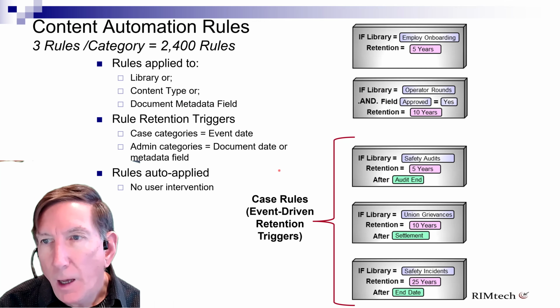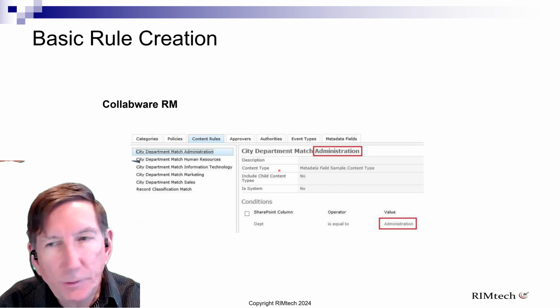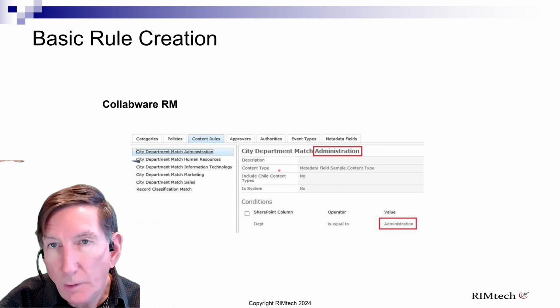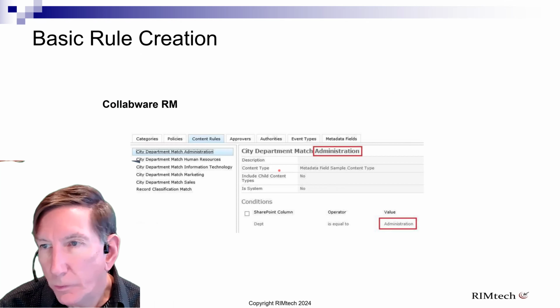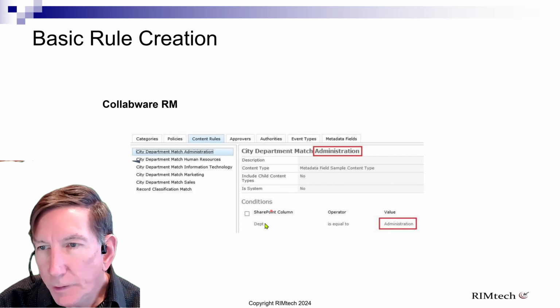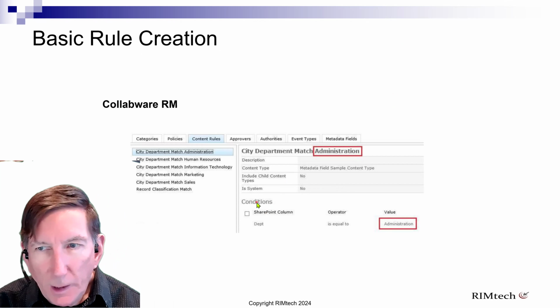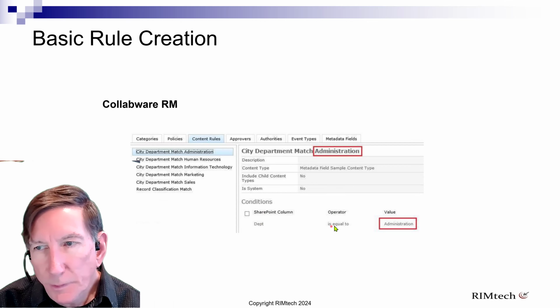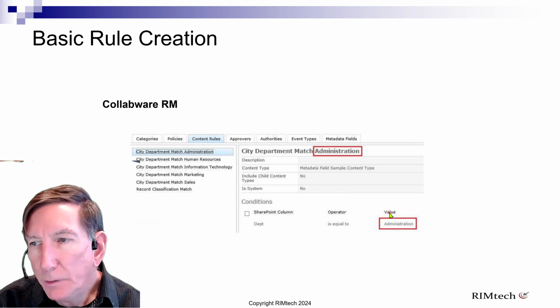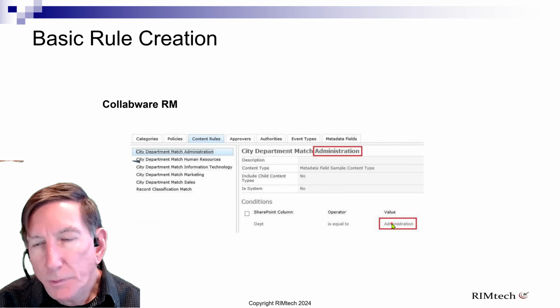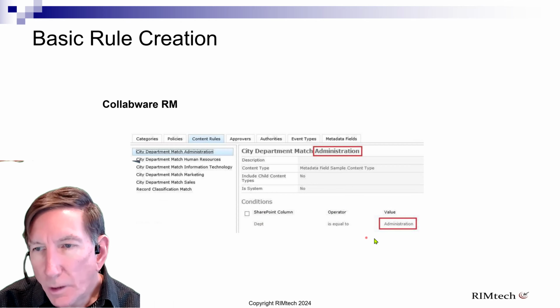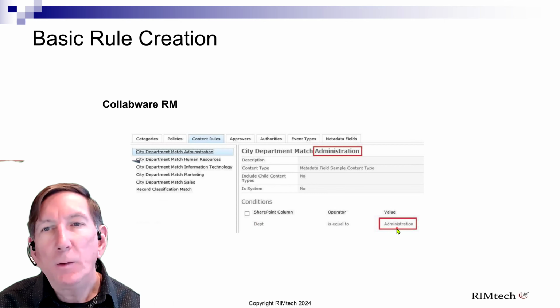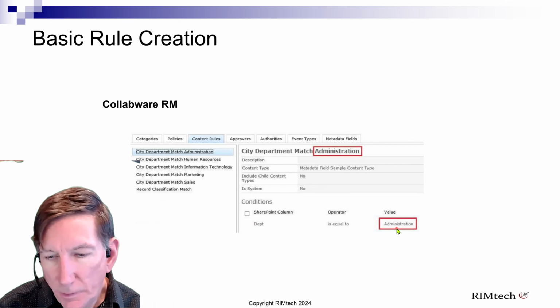Okay? And they can get much more sophisticated than this, but that gives you a picture of what a rule looks like. I'm going to take you on a little field trip here and show you what they look like in actual software. This is Collabware out of Vancouver, and you can see down below, you can specify the SharePoint column is department, the operator is equals, and the value is administration. So for the content described by department equals administration, you can apply a retention rule to that content.